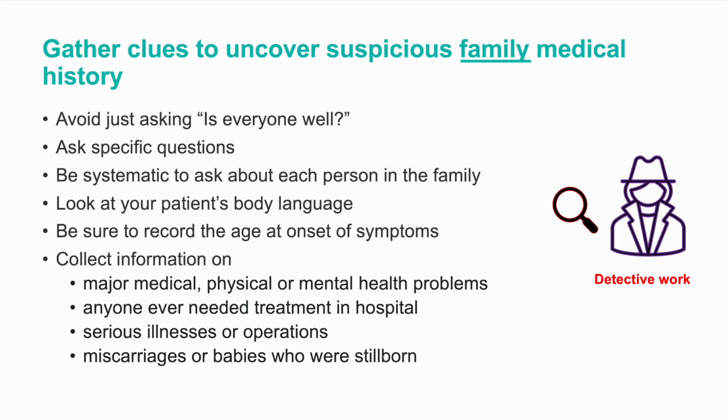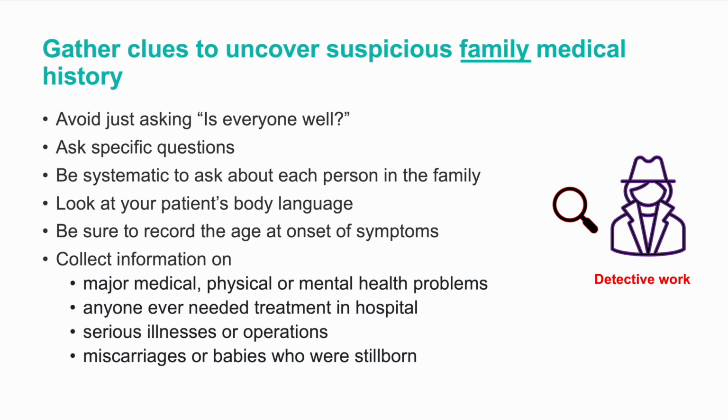You have to be systematic to ask about each person in the family. And I will share in the next slide how drawing a family history can help you be systematic. You need to look at your patient's body language. Are they really trying to think about their family members when they're answering a question? Or are they just answering no, no, no without really paying attention? You may want to explain to your patient why it is important and relevant. Why are you asking about family members? It's not just by curiosity, you're not just trying to do some small talk. It is really important and clinically relevant.